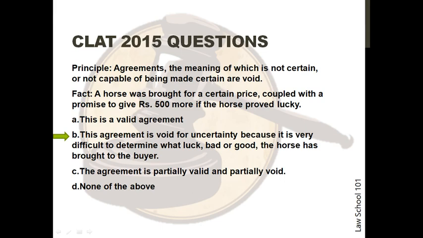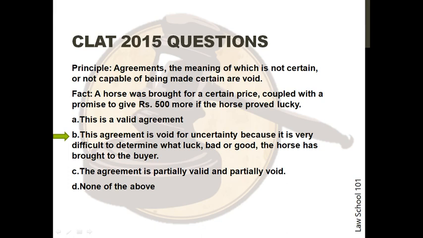B. This agreement is void for uncertainty because it is very difficult to determine what luck, good or bad, the horse has brought to the buyer. Option C. The agreement is partially valid and partially void. And D. None of the above. The correct answer option is B.